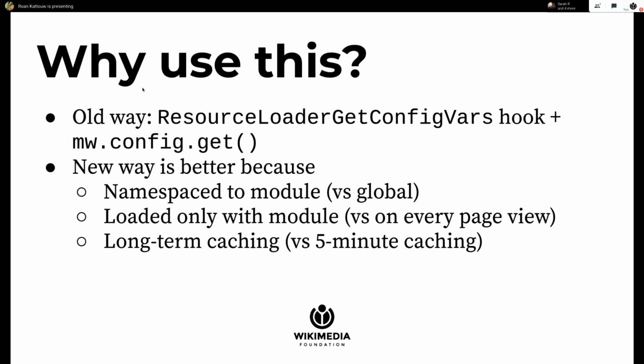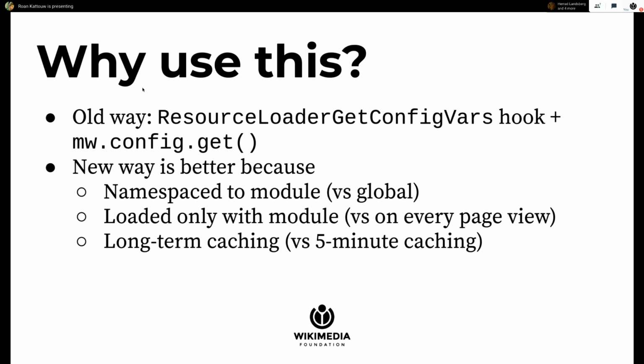So let's talk about why you want to use this instead of MWConfig.get. The old way that a lot of this stuff was supported, especially with config variables, but also with things that were data but not too big and sort of like config variables, is that you registered a ResourceLoader get config vars hook where you added these config variables, and then in your JavaScript code, you could call MWConfig.get and get your variable. The way that this works is that it puts your config variable in something called the startup module.